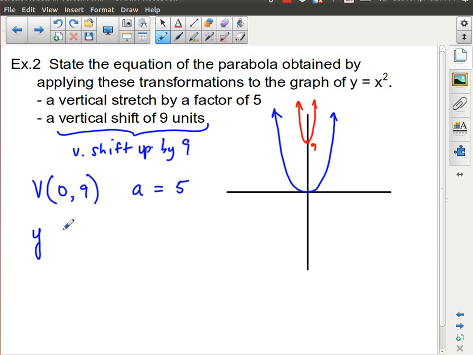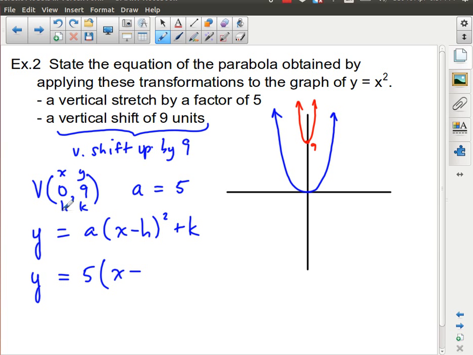So if I start with the generic a(x minus h) all squared plus k, then I can go ahead and make some substitutions. Instead of a, I can put this value of 5. It's going to be x minus, but instead of h, so that's h, k. Don't forget the x-coordinate and y-coordinate are h and k. So this becomes x minus 0, all squared, plus k is the value 9.